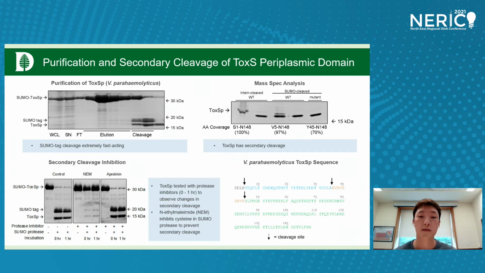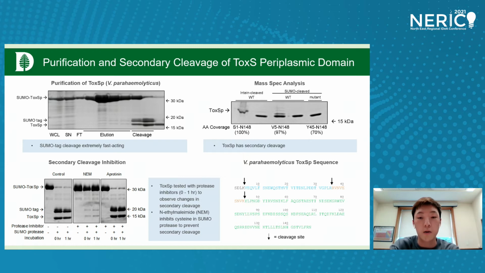We were able to successfully purify the ToxS periplasmic domain using the SUMO tag, and this protein with the SUMO tag together shows bands at around 35 kilodaltons. When we add the SUMO protease, the cleavage occurs immediately. As a result, we purified the protein at about 17 kilodaltons.